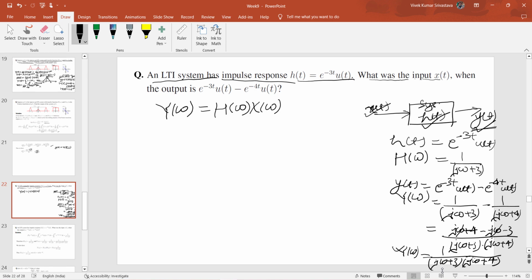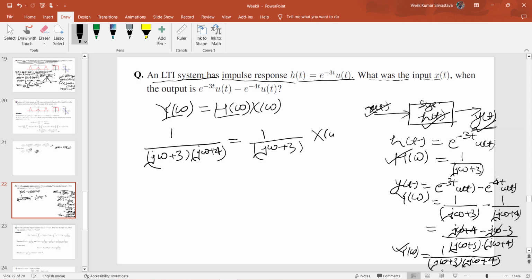Okay, so this is the value of Y(ω), this is the value of H(ω). Now substitute the value of Y(ω) and H(ω) in this expression. Once you substitute, you will get 1/((jω+3)(jω+4)) = 1/(jω+3) × X(ω). So this jω+3 will cancel, and the value of X(ω) will be 1/(jω+4).